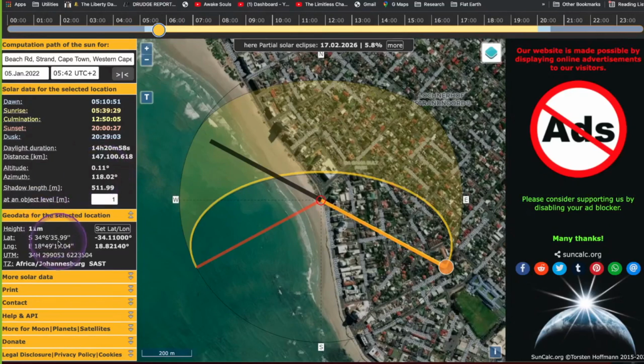You can see that its azimuth is 118 degrees. East is 90, right? 118, this is south of east. So this is the direction that the sun is coming up. It follows this yellow path right here, and you can see that it's coming up north of the observer right here. But then it comes back around and sets to the southwest.